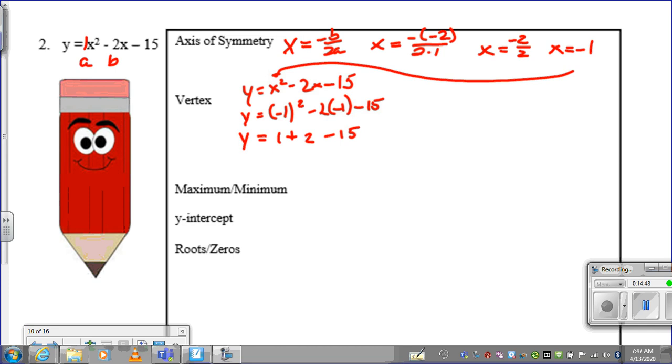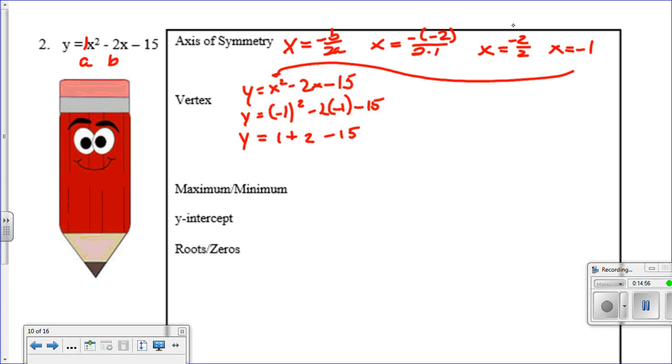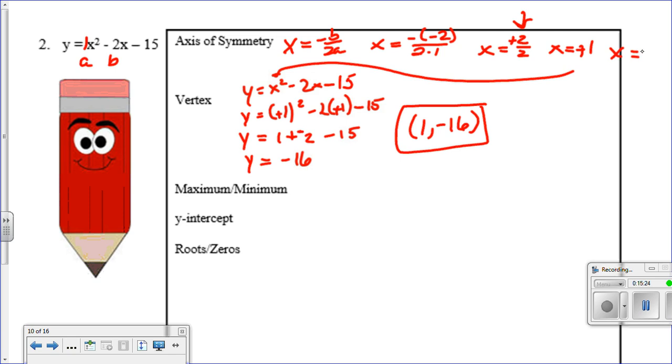Okay, so I'm looking at this going, wait a minute. I don't think this is right. I made a mistake. Hopefully some of you saw it and noticed it. My mistake is right here. It's actually a positive 2, therefore this is a positive 1. So I'm going to go back and fix this. This is positive 1. So that's going to be 1, and this is going to be minus 2. So this is going to come out to be negative 16. Kudos to those of you who caught that. So this is 1 comma negative 16. And this is x equals positive 1.